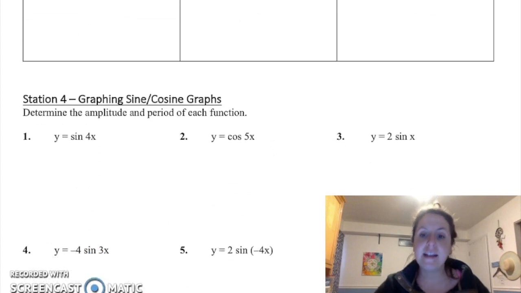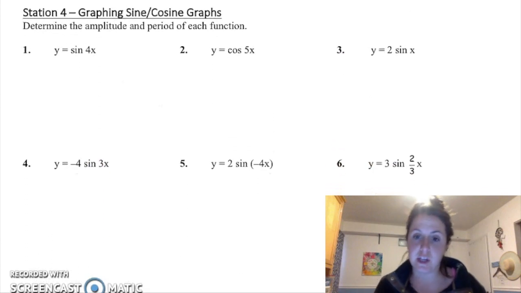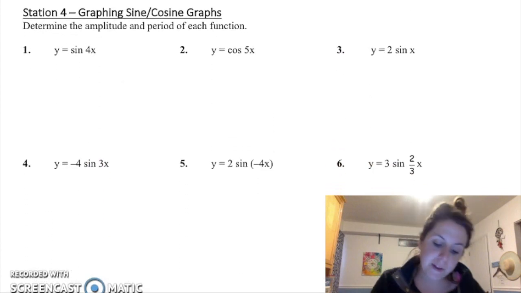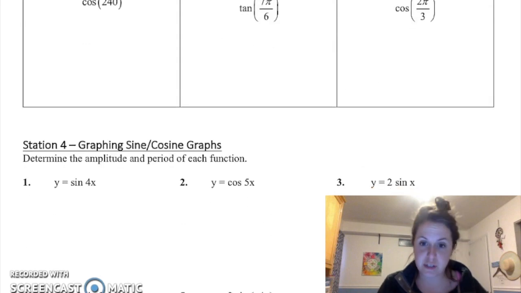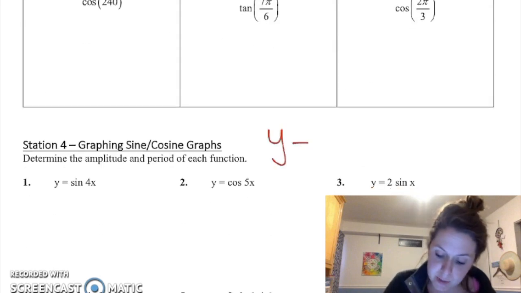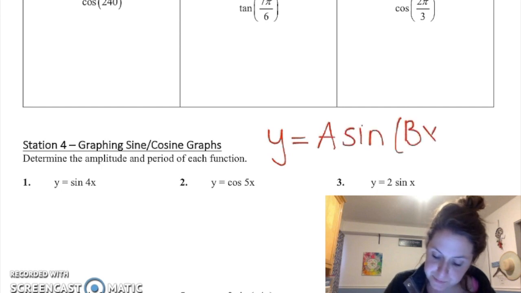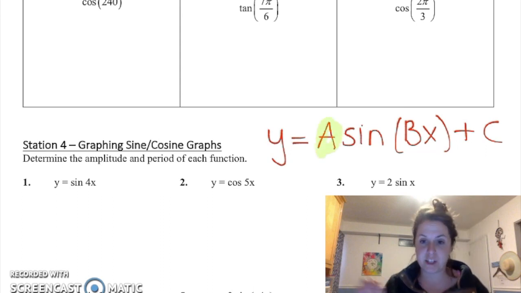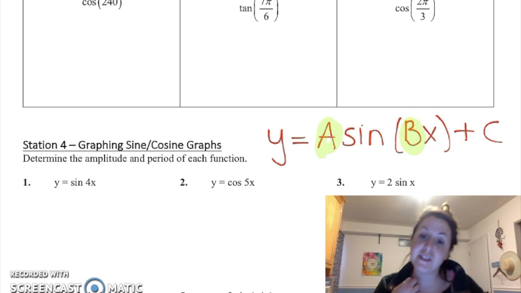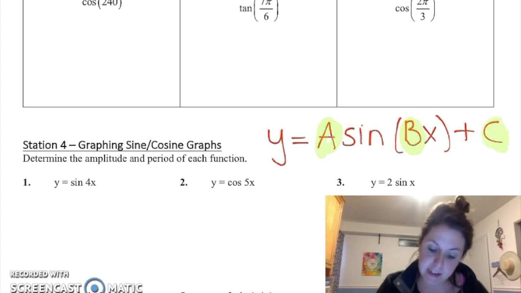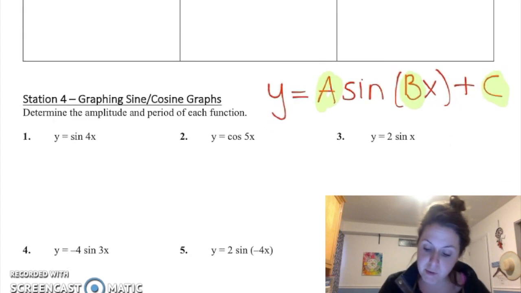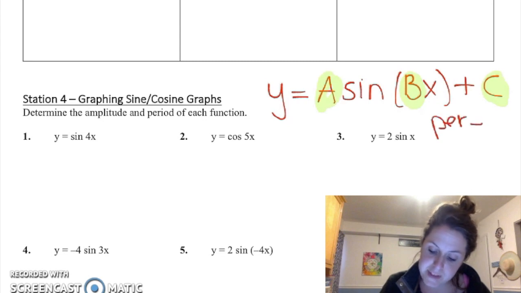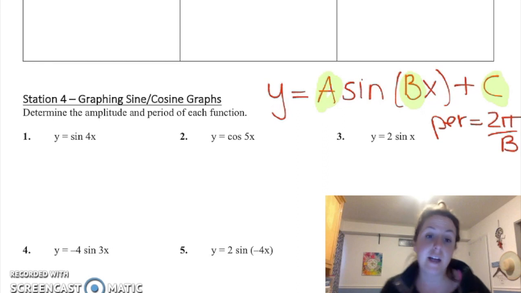Okay, so let's leave that there and let's start to look at some graphing. So important things to know about equations of sine and cosine: y equals A sine bx plus c. The important things I'm looking at here are A, which is my amplitude, B, which is the frequency, and C, which is the midline. Now remember, to get the period, that would be 2 pi over your B value. So let's look at a couple of these.